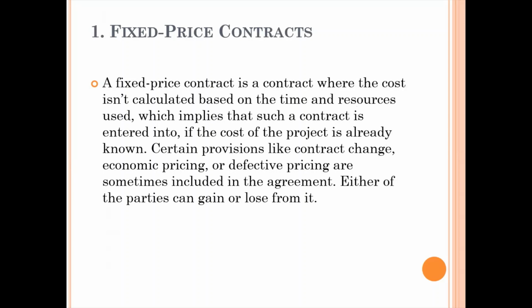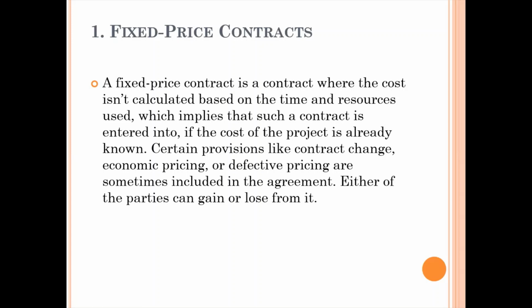Now, we have some different types of contracts. We will discuss these one by one. The first one is fixed price contracts. A fixed price contract is a contract where the cost is not calculated based on the time and resources used. As we all know, the cost of any project will vary according to time, according to the resources used, manpower, etc.